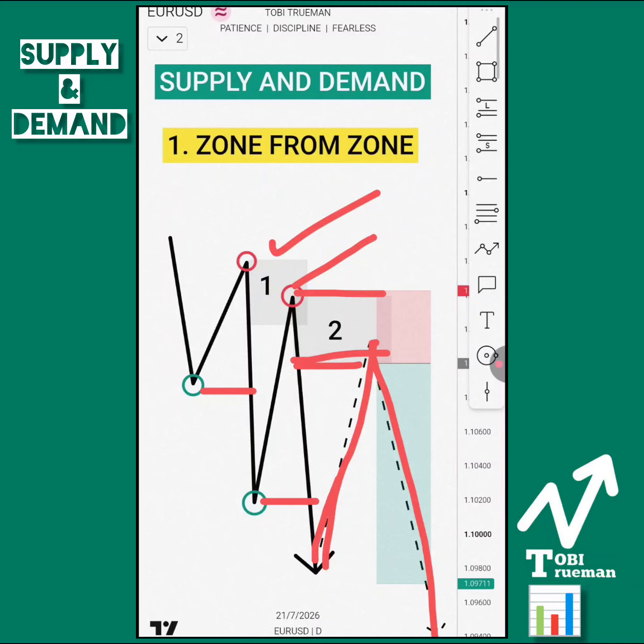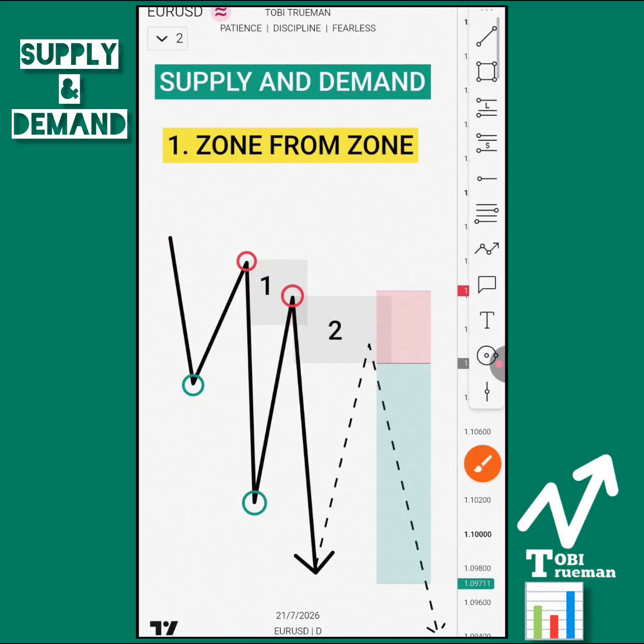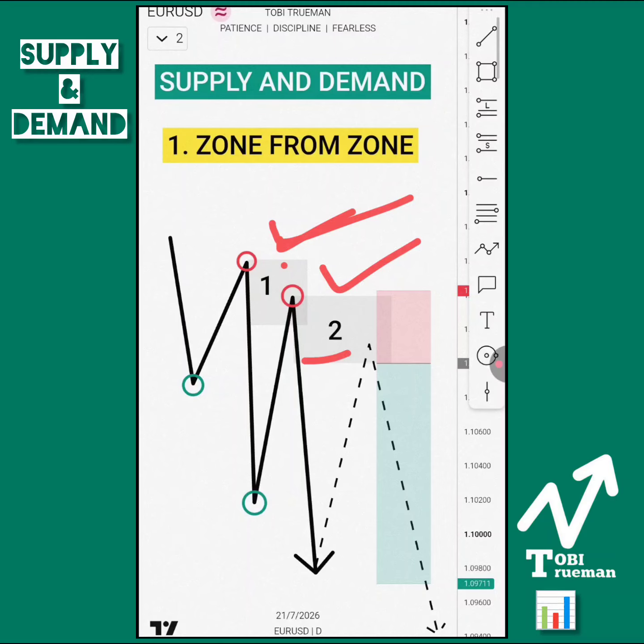This is what we call zone from zone, which is to say this is the first zone, and this is the second zone. So this second zone is coming from zone 1, that is valid. By so doing, we can say this is an assurance, something that can give us more confidence that this zone 2 is going to be profitable. The probability of it working out is not very high compared to if we just want to enter a trade at zone 1.